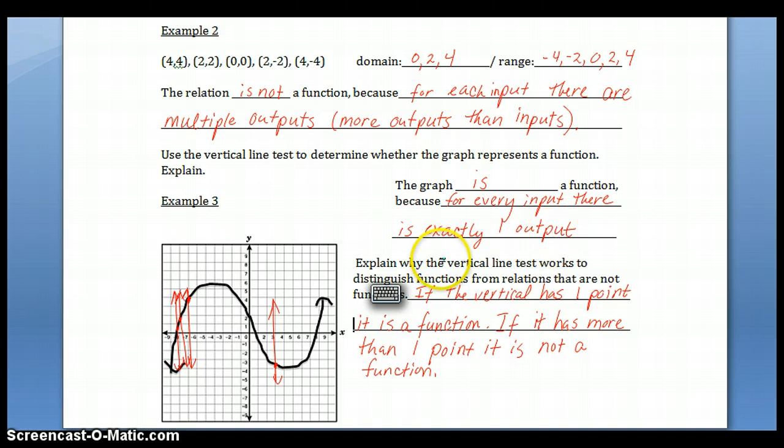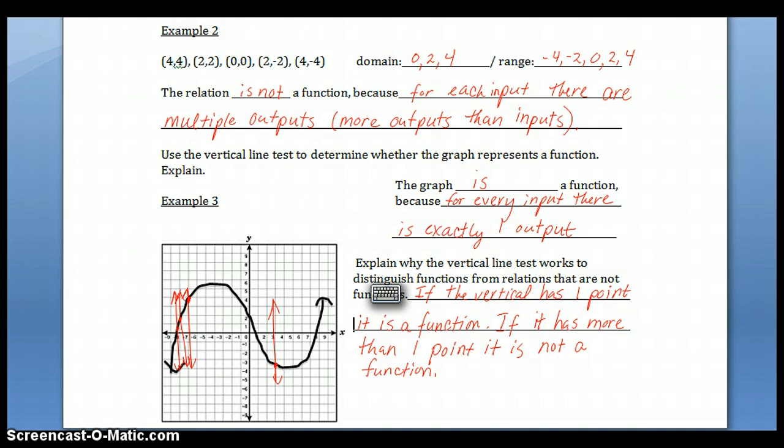Now this next question is a little more high-level thinking, so we need to explain why the vertical line test works to distinguish functions from relations that are not functions. If the vertical line has one point, it is a function, just like this one. There's one point on the vertical line, it's going to be a function. If the vertical line has more than one point, then it's not going to be a function.